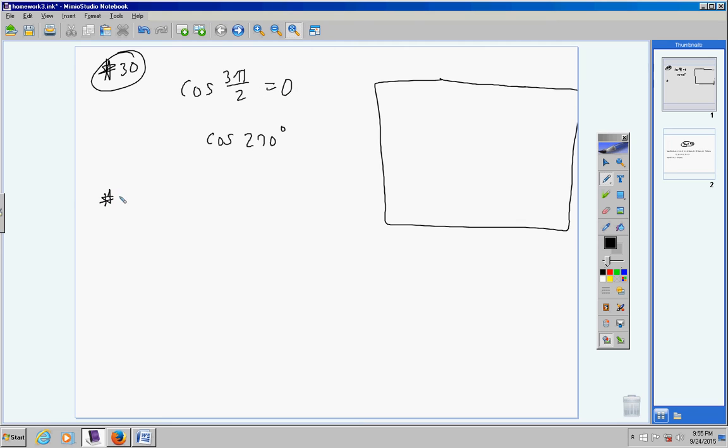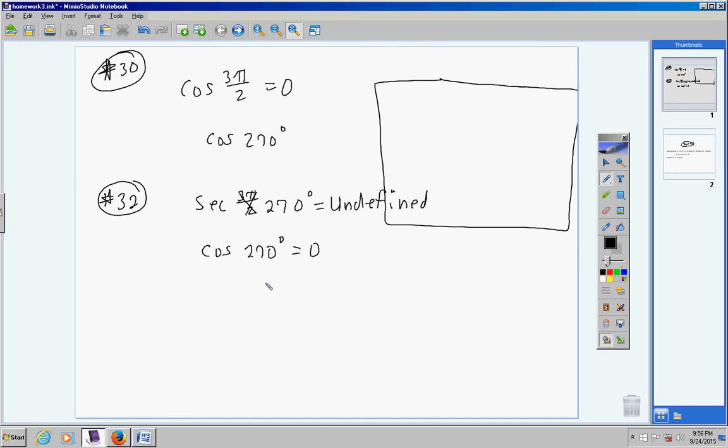Number 32. Number 32 is secant. So go ahead and take the cosine of 270. Then whatever you get, we're going to reciprocate it. So the cosine of 270 is 0. So if you flip that or find the reciprocal, you will get undefined. Remember, the reciprocal of undefined is 0, and the reciprocal of 0 is undefined. Okay? So the secant of 270 is undefined.